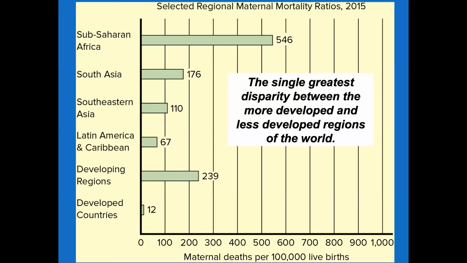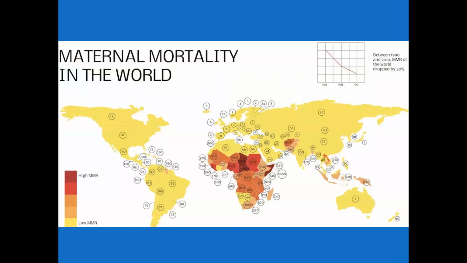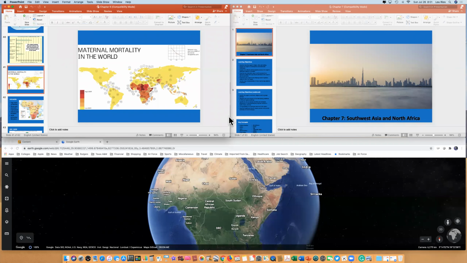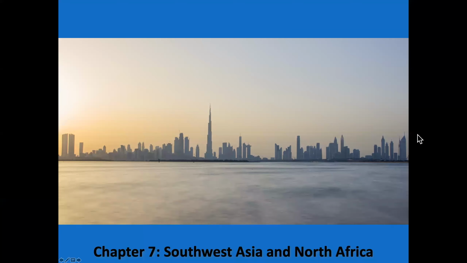So here's the idea of maternal mortality in the world. Again, notice where maternal mortality is highest versus where it is lowest. So that's this presentation, this part of it that I wanted to show you. I want to move on to Southwest Asia and North Africa. The image you see here is the outline or the skyline of the city of Dubai and the United Arab Emirates.